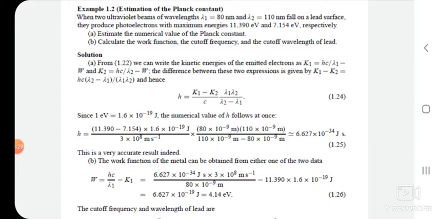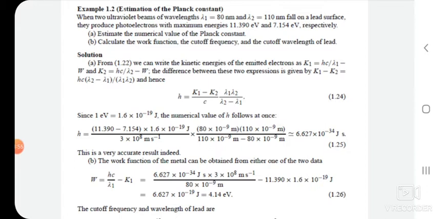Means what? Actually this problem is basically related with the photoelectric effect, in which incident radiations produce photoelectrons and that photoelectron carries a current, and this overall effect is called the photoelectric effect. We have to use that photoelectric effect to solve this problem to find out the Planck's constant.